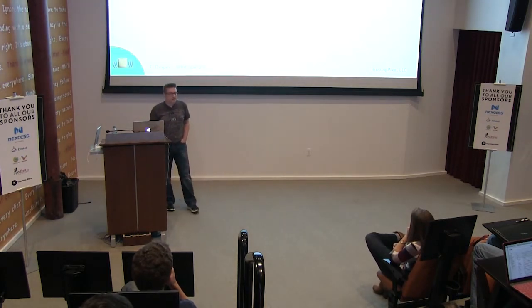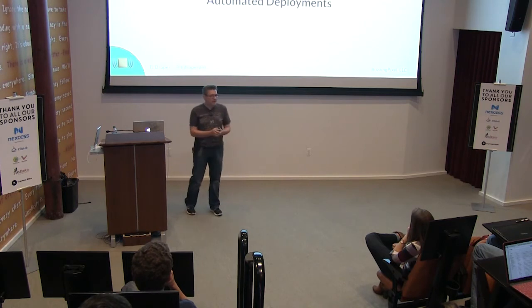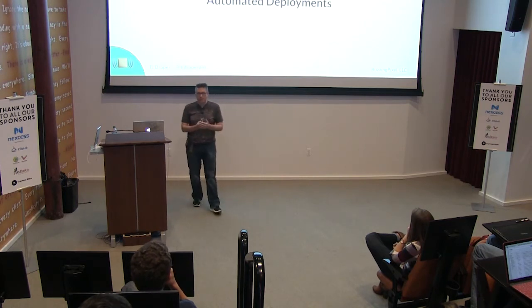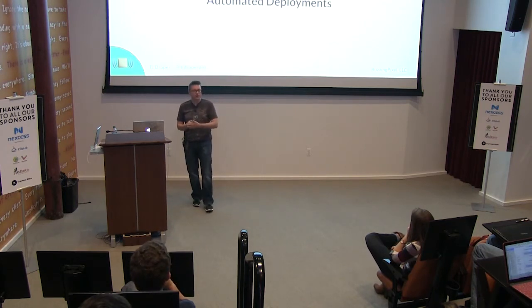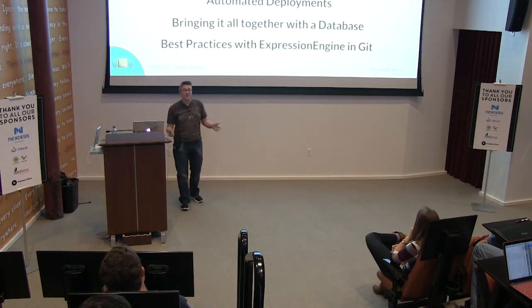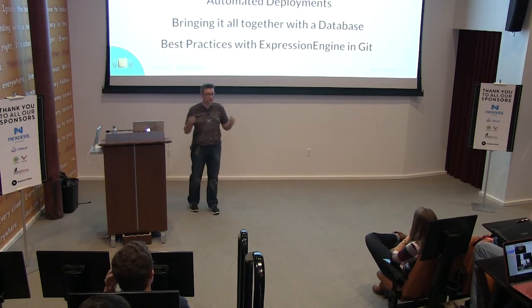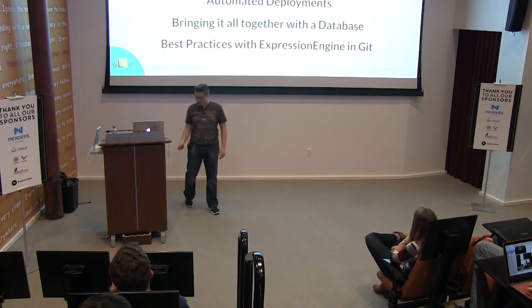So here's what we're going to cover today. We're going to talk about effective version control using a methodology called GitFlow. We're going to talk about automated deployments and how that's going to work hand in glove with GitFlow. We're going to talk about bringing it all together with a database, and then we're going to talk about best practices using ExpressionEngine with Git version control.